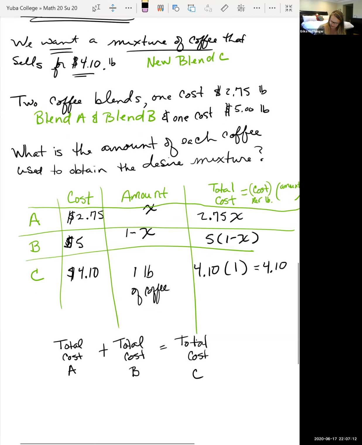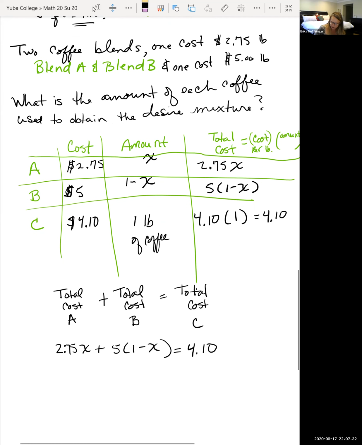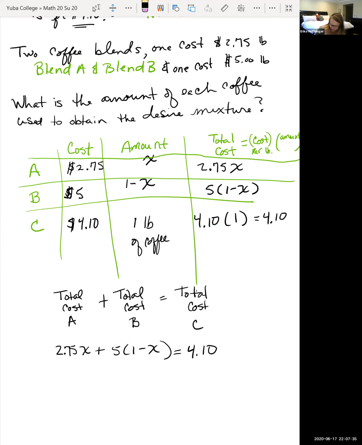So 275x plus 5 times the quantity 1 minus x. This has to equal 410. So using your distributive property, you have 275x plus 5 times 1 is 5, 5 times negative x is negative 5x equals 410. Let's combine like terms. I notice it's linear, so let's get the constant on the other side while we combine like terms on the left.